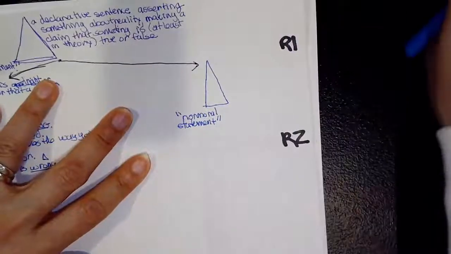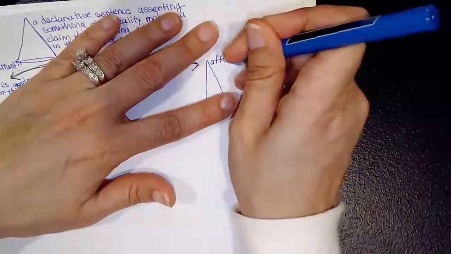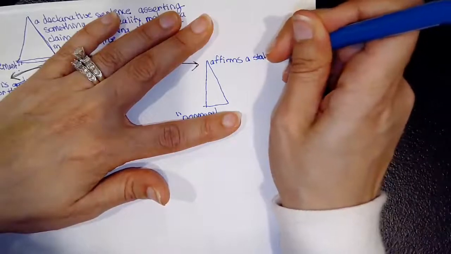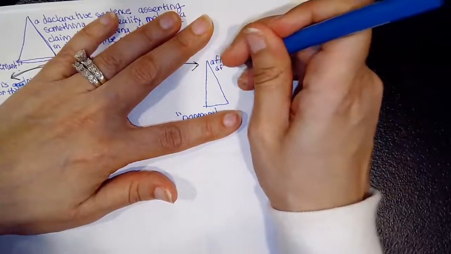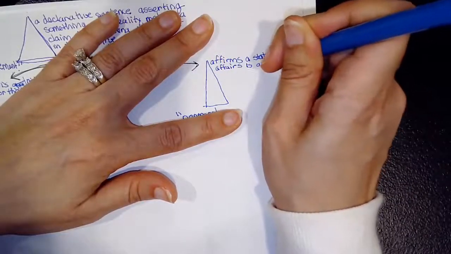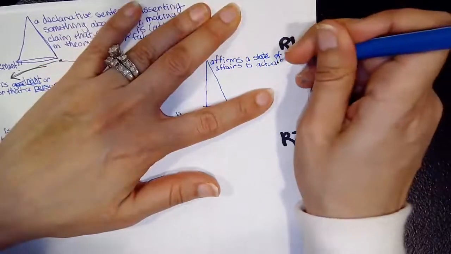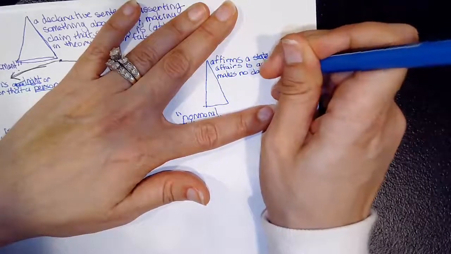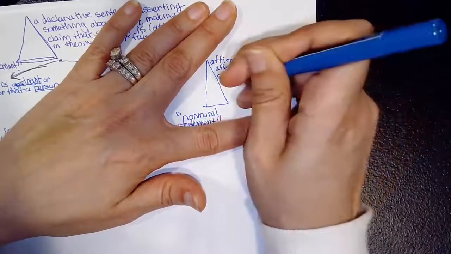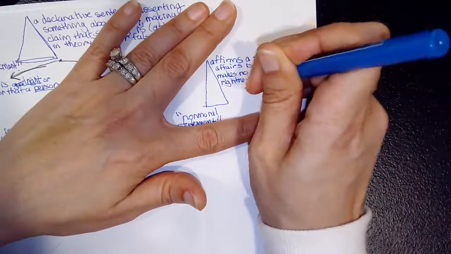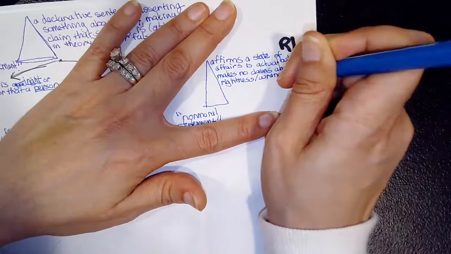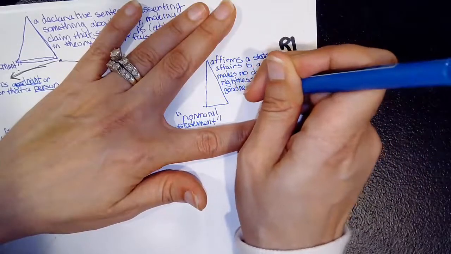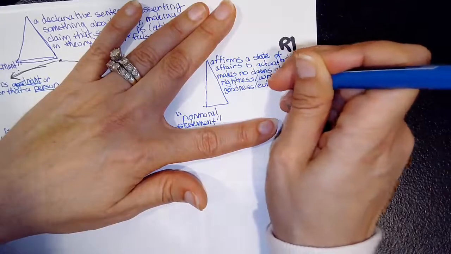So a non-moral statement affirms a state, right, really small here, of affairs is actual, but makes no claims about rightness or wrongness or goodness, or I don't know if you'd say badness. I'm just going to say evil here because badness sounds kind of weird.